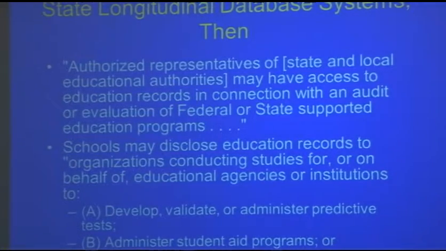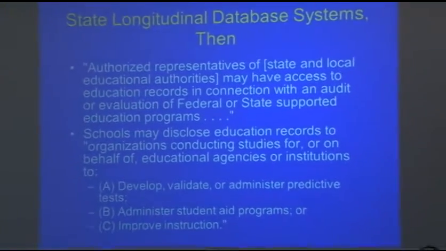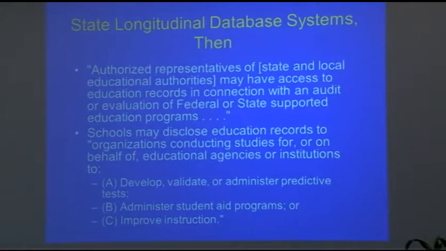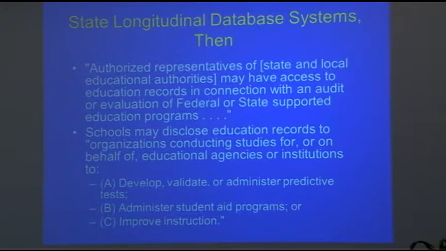Here's what FERPA says about that. There are two exceptions that are relevant. One allows sharing of information to authorized representatives of state and local educational authorities in connection with an audit or evaluation of federal or state-supported education programs. And the other is that schools can disclose student education records to outside organizations who want to conduct studies, either to develop, validate, or administer predictive tests, to administer student financial aid programs, or to improve instruction. So we could sort of data mine our own information to see if what we were doing was okay.